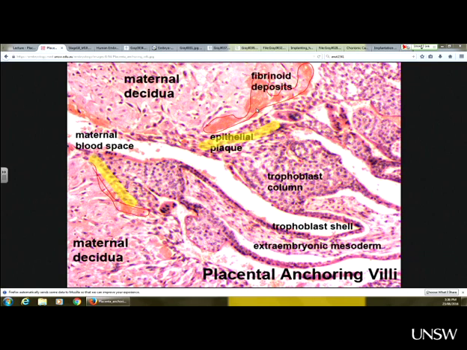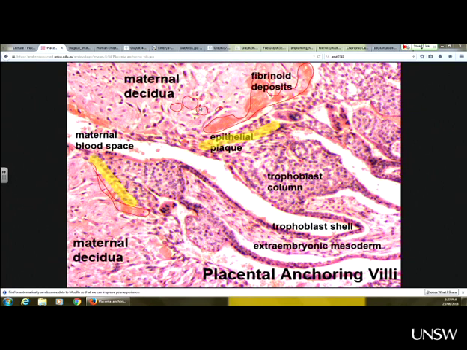The second feature that's part of the decidualization is that you can see that the stromal cells have become large and polygonal. So they form very large cells. You can see these are normally small cells. And these large polygonal cells are part of the decidualization process. So two processes, fibrinoid deposition and conversion of the stromal cells into these large polygonal cells.